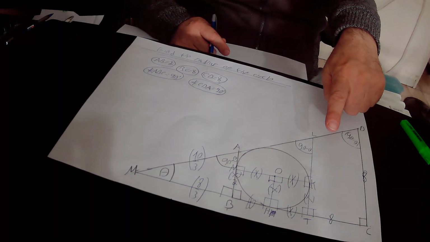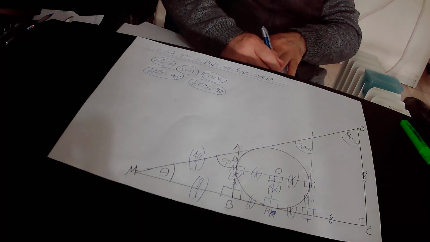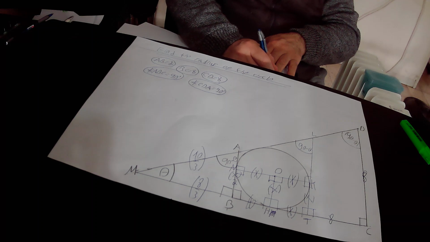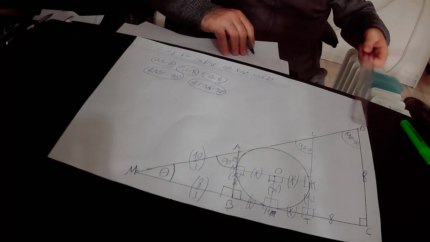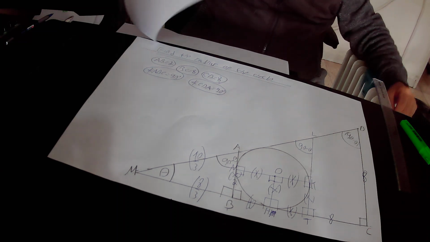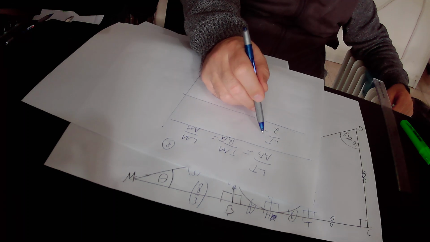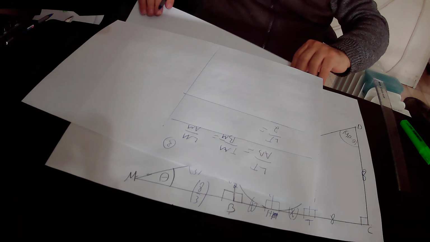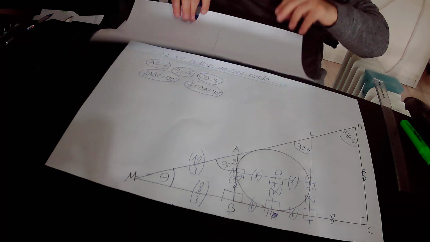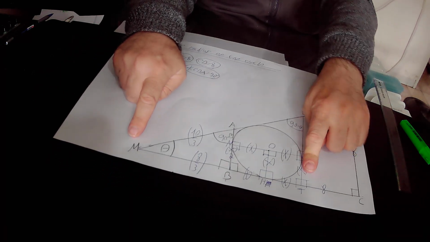LT is the missing side, so we leave it as it is. Over AB, AB is 2, so we substitute AB by 2 in this equation, and it is equal also to TM. What is the length of TM?